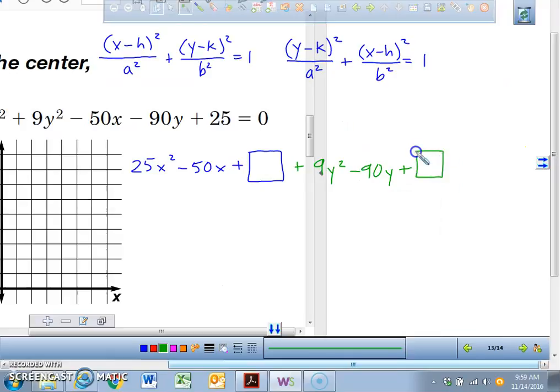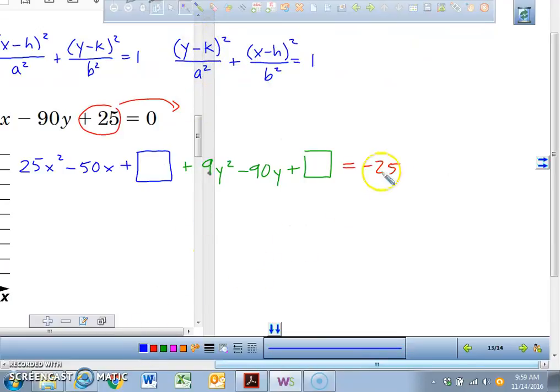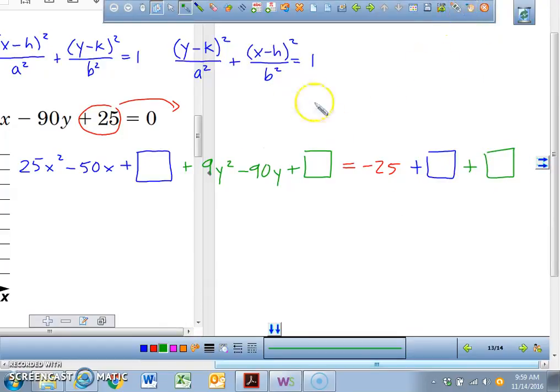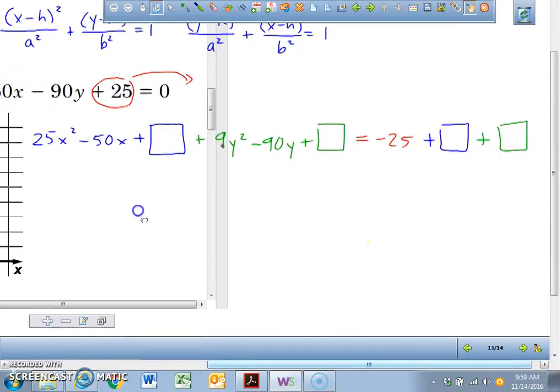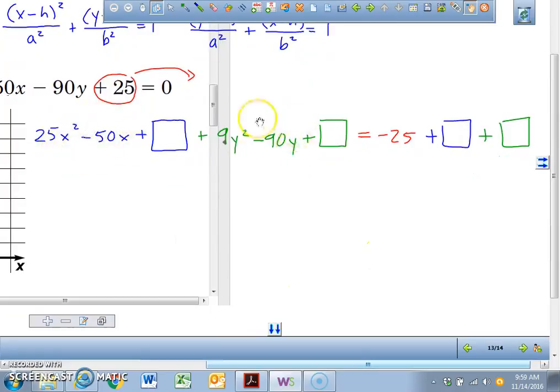plus empty box. The one thing I'm going to do just to make this a little bit easier, I'm just going to take this 25, just going to subtract it from both sides, just going to move it across. So I'm going to say equals a negative 25, and eventually, whatever goes in the blue box, I got to add over here. Whatever goes in the green box, I got to add over here. So whatever I add to one side, I have to add to the other side eventually. So that's the very first thing I want you to do. Set everything up, group all of your x's together, group all of your y's together, and then take this number right here and move it across the equal sign.